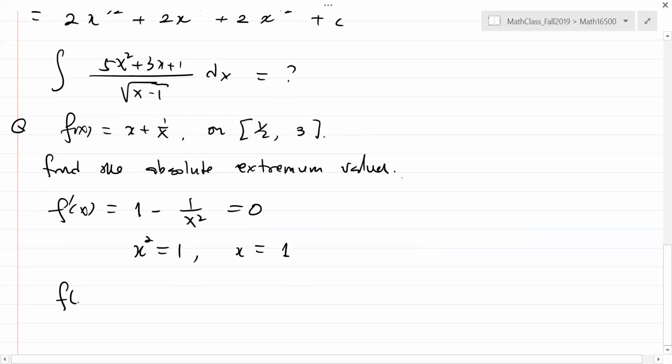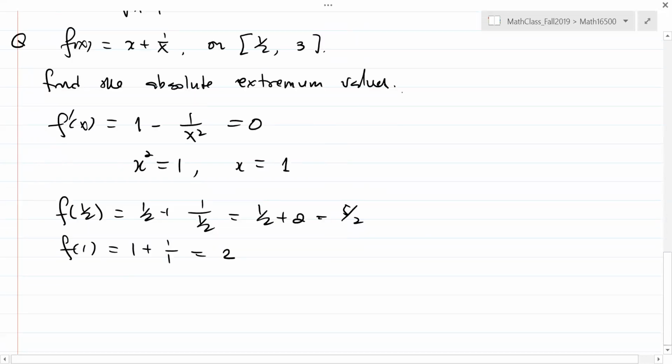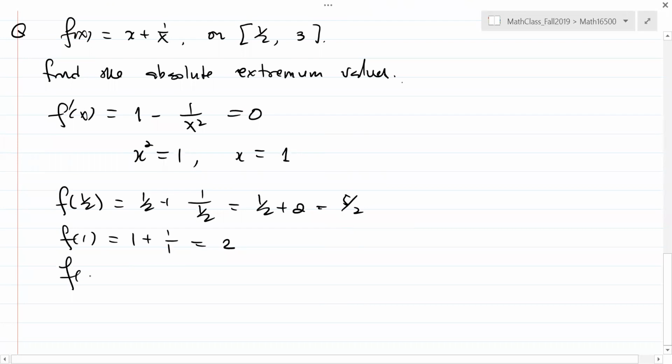So let's evaluate those values. F of 1/2 is going to be 1/2 plus 2, which is 5/2. F of 1 is 1 plus 1/1, it's 2. It's a smaller number. F of 3 is 3 plus 1/3, it's 10/3. Anyways, this is the largest number.